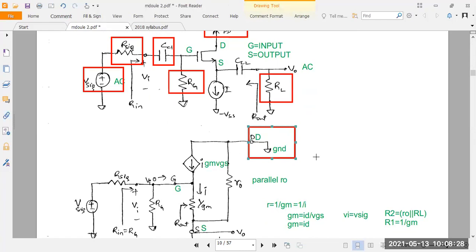Next, R0. What is R0 here? It's a channel resistance, because between drain and source there is a channel, N channel or P channel. When there is a channel, there is a current. When there is a current, there is a voltage. When there is a voltage, there is a resistance. That resistance is R0, the channel resistance. It should be in parallel with the drain and source.